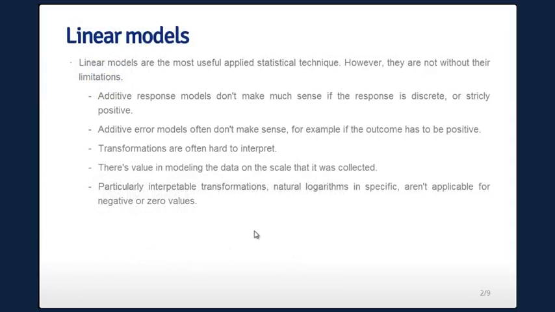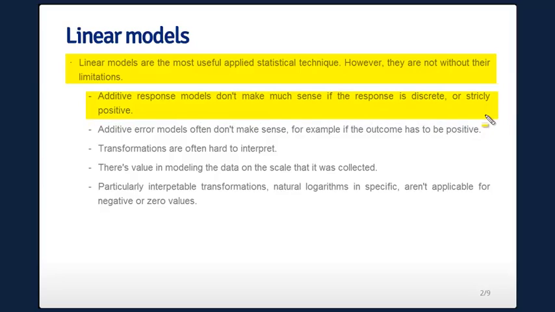Okay, so linear models, to me, other people might dispute this, but to me, are the single most useful applied statistical technique. But it's not like they're limitation free. A couple of limitations come to my mind. First of all, additive response models don't make much sense if the response is discrete. If it's 0, 1, then it doesn't make as much sense, or even if they're strictly positive. Additive error models often don't make sense. For example, if the outcome has to be positive, and the error is both positive or negative, you add the error and you could possibly get negative responses from the model when the observed data can never be negative.